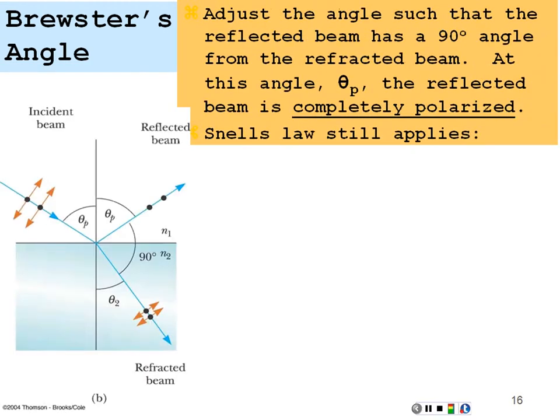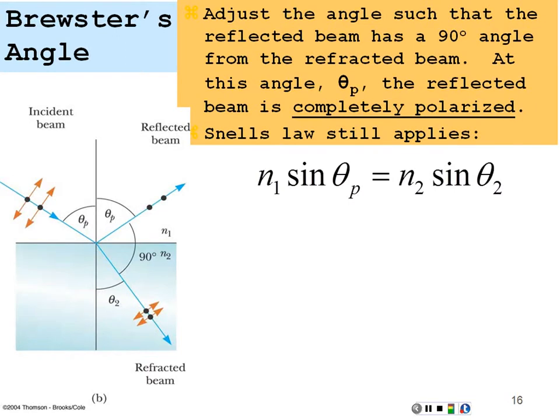If you're able to adjust the angle of your incident beam so that the reflected beam is perpendicular to your refracted beam, an interesting result occurs. This is a special angle. We're going to call it our polarizing angle. At that point, where the reflected beam is perpendicular to the refracted beam, the reflected beam will be completely polarized. Snell's law still applies to this situation for the refracted beam. In other words, n1 times the sine of our incident angle, our polarizing angle in this case, is equal to n2 sine theta 2, where theta 2 is our refracted angle.